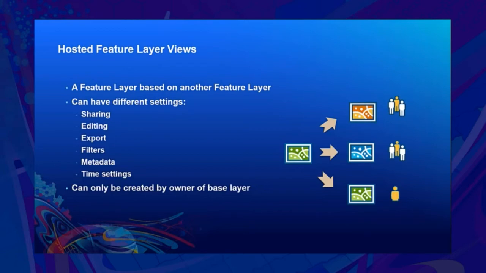For instance, I can have that view to be shared to the public, whereas the original feature layer might be shared only privately or to myself. I can toggle or untoggle editing capabilities. I can allow users to export. I can set attribute filters. For instance, maybe I only want to display certain fields or certain columns in that data set, and I want to disable the ability for folks to see other data sets.